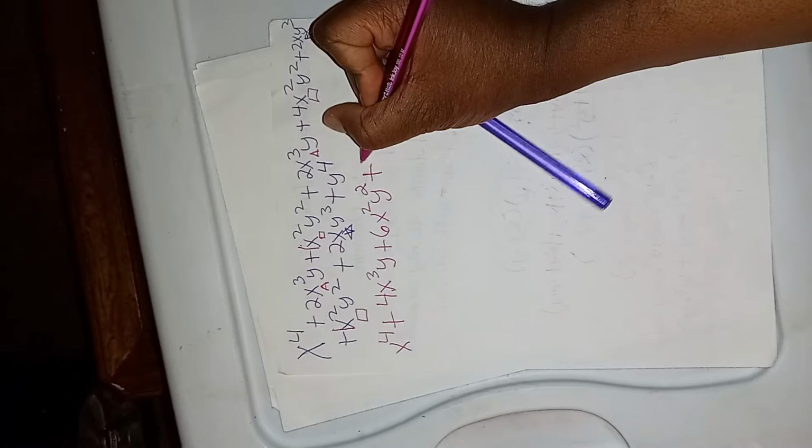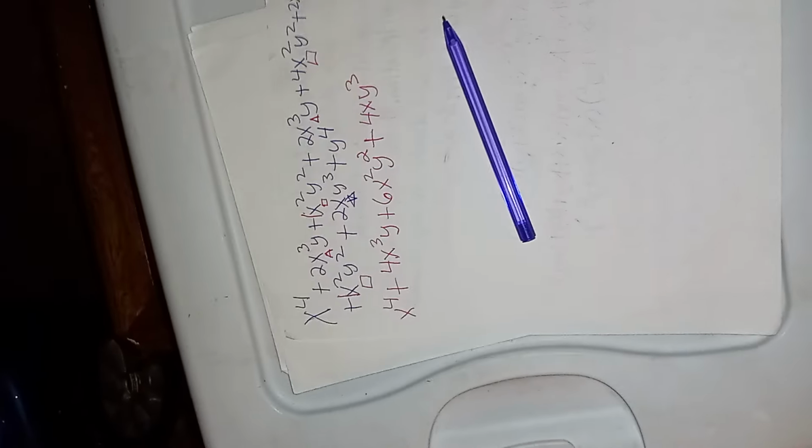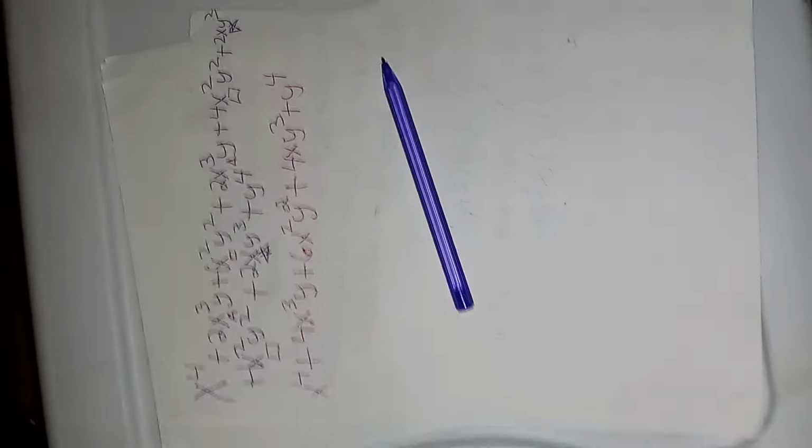So now we have xy cubed, I should say, so it should be plus 4xy cubed and then plus y to the fourth. Let's have that marinate there for a second. Perfect. So that is how we calculate and multiply x plus y to the fourth power.